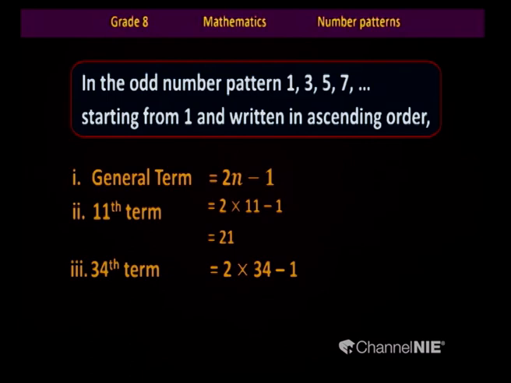Then the third one. What is the 34th term? Once again, we can find it quickly using the general term. We will substitute the value of n. Here n equals 34. So, we get twice 34 minus 1. 2 into 34 means 68. 68 minus 1 is 67. So, 67 is the value of the 34th term of this number pattern. Right. We will move on to the fourth question.